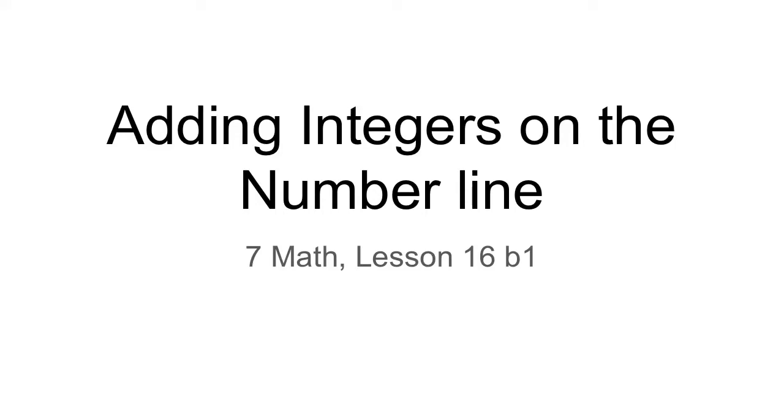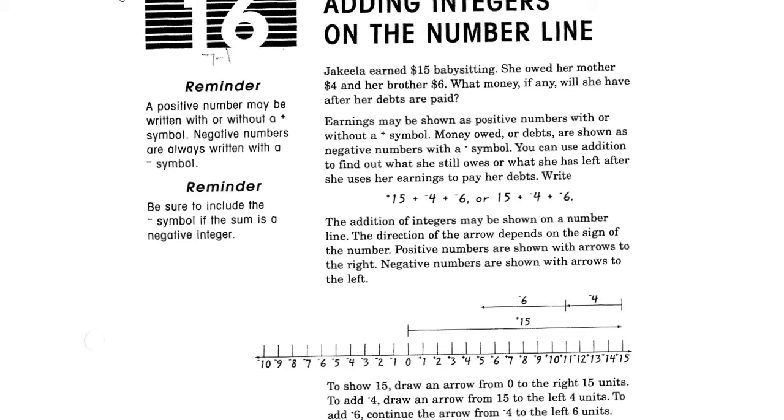All right, seventh grade. This is lesson 16, adding integers on the number line. We have two reminders. A positive number may be written with or without a positive symbol. Negative numbers are always written with a negative symbol. Remember, be sure to include the negative symbol if the sum is a negative number.